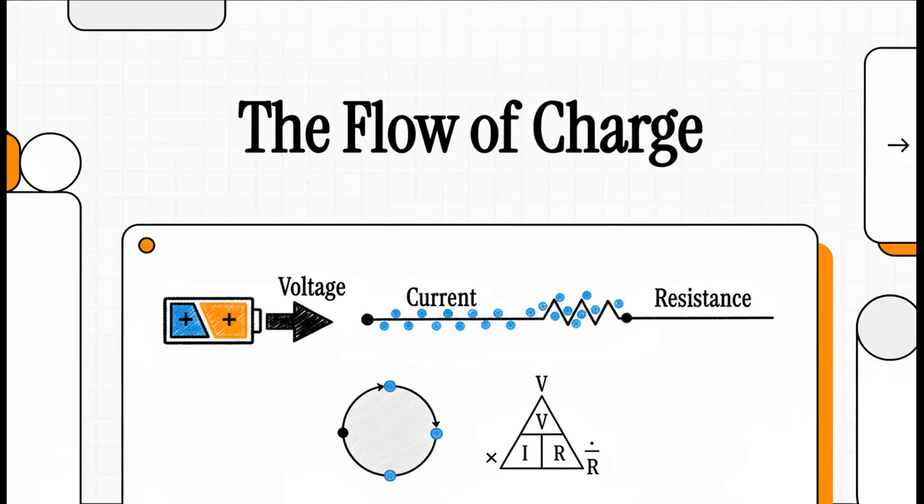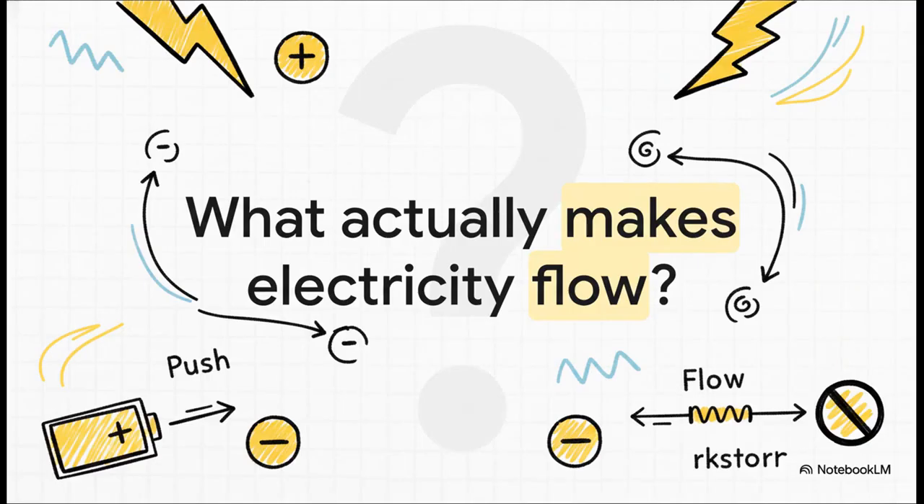Welcome. Today, we're going to break down the fundamental rules that make electricity, well, move through a circuit. We're going to demystify voltage, current, and resistance and see how they all work together in a really logical system. Okay, so let's just dive right in with the most basic question you could ask.